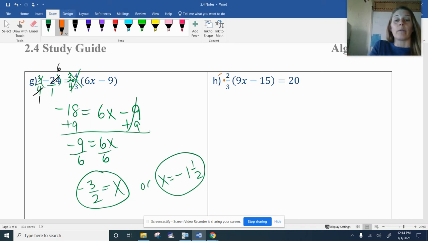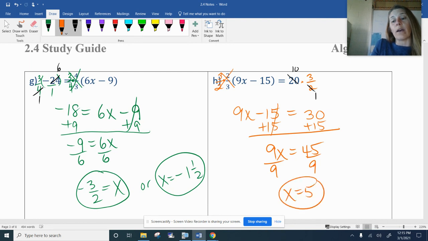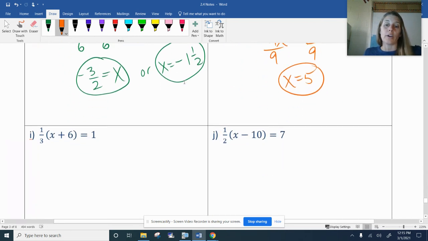Okay, this one, multiplying by 3 over 2 to cancel out. Same thing on the other side. I now have 9x minus 15 equals. And if I want to reduce the 1 and the 2 and the 20, I have a 1 and a 10. So that gives me a 30. Adding the 15 over, 9x equals 45. Dividing by 9, x equals 5. Now if you did do those by distributive method, you'd get the same exact answer.